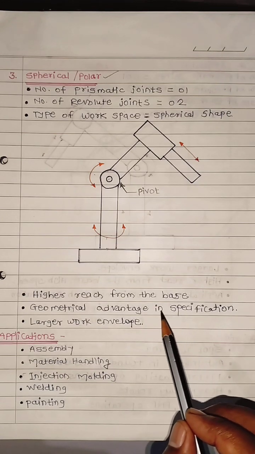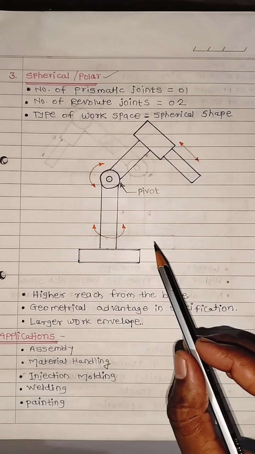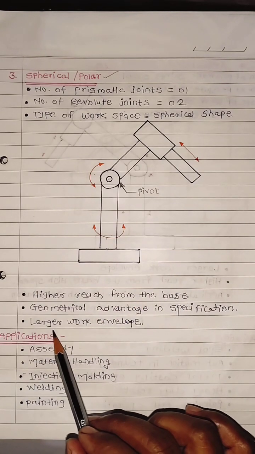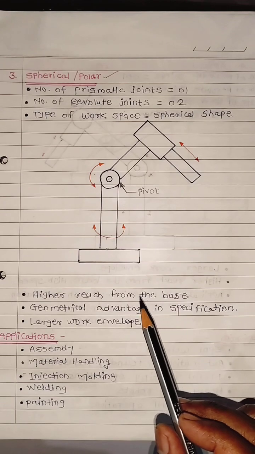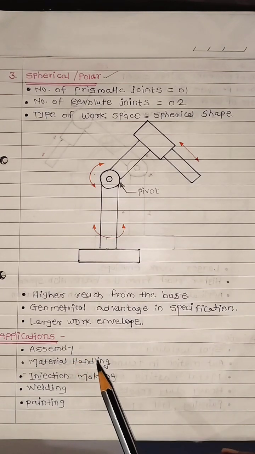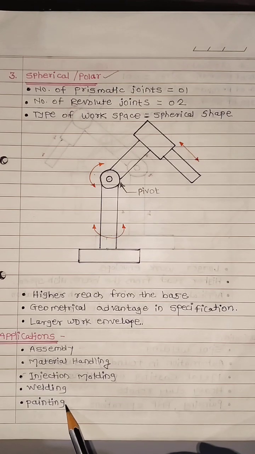This type of configuration has less rigidity, high flexibility, and a larger work envelope. So this type of configuration can be used in assembly work, also in material handling, injection molding, welding, as well as in painting operations that are performed by robots.